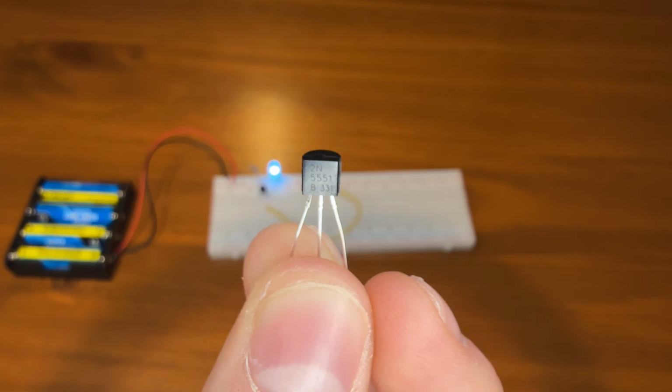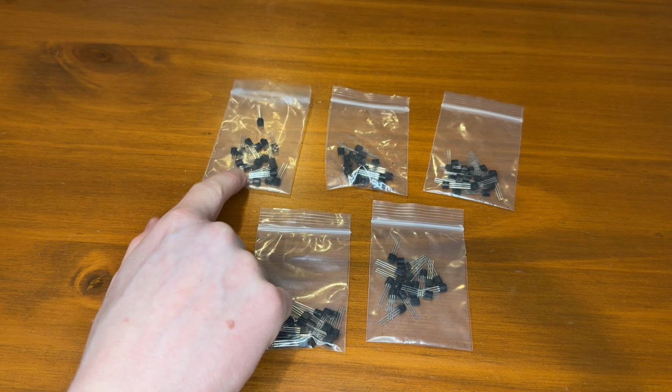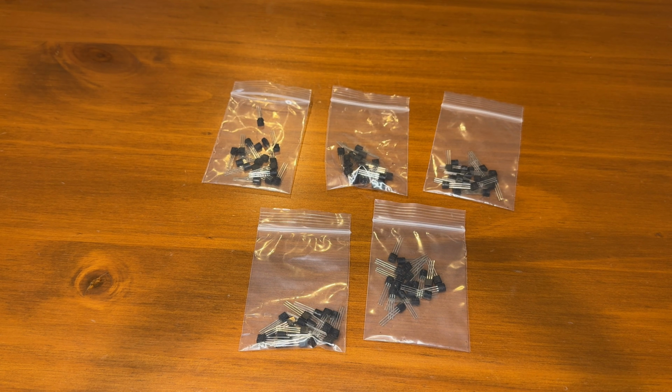There are 2 main types of transistors, PNP and NPN. There are also various types of each of those, with each serial number indicating a slightly different voltage rating or function. Transistors are the building blocks of modern electronics, whether they're being used as switches, amplifiers, or inside integrated circuits.